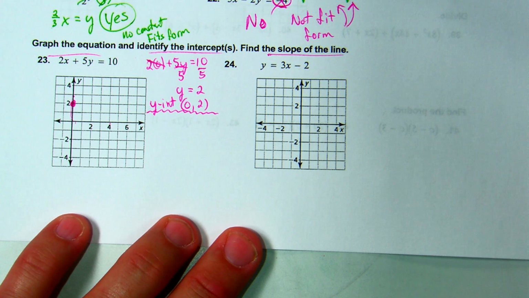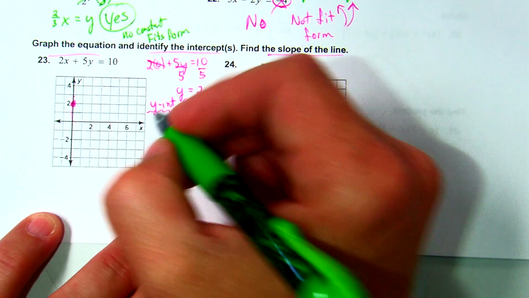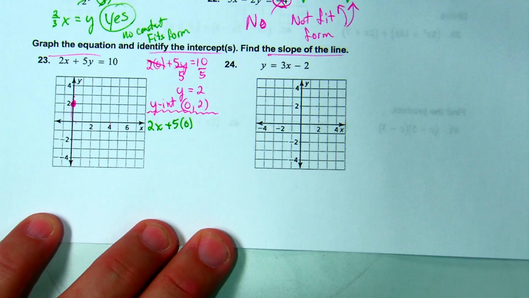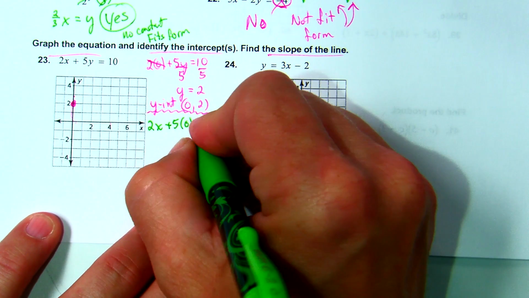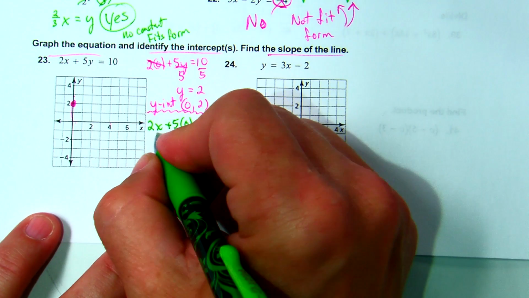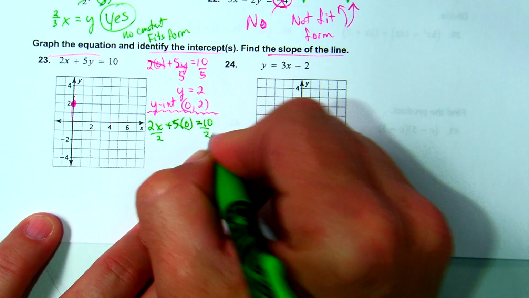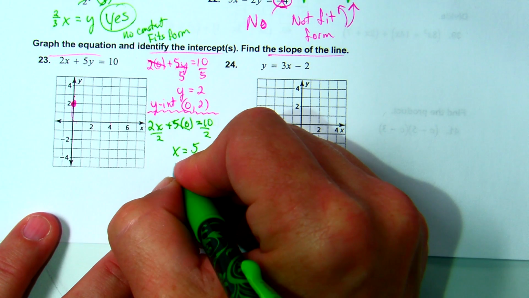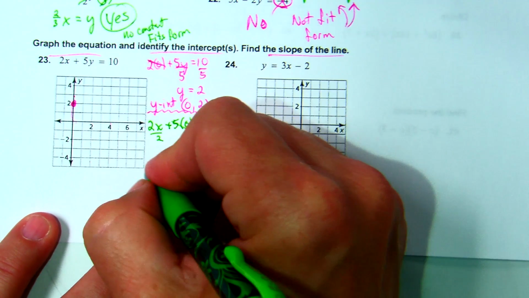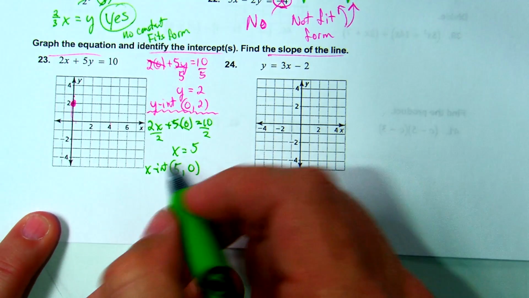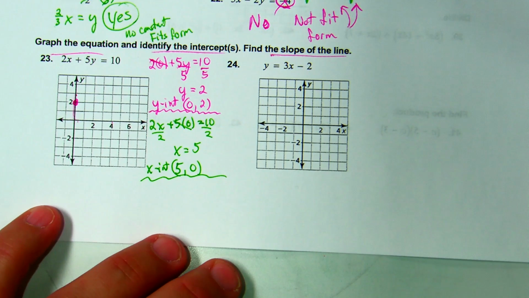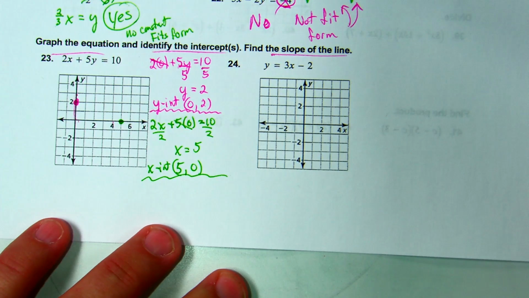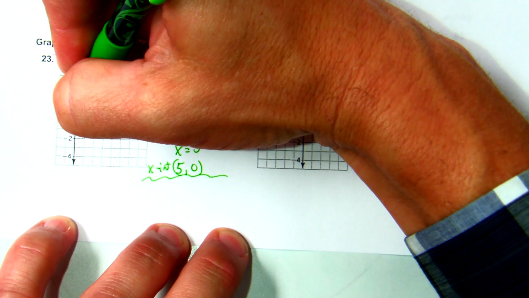Now, what about the x-intercept? Well, the x-intercept happens when y is 0, okay? So I put a 0 in for y. And now, when y is 0, what's x going to equal? Well, that goes away. We just divide this by 2 and that by 2, and x equals 5. So now, when x is 5, y is 0, that's my x-intercept. Can I plot that point? Absolutely. 5 and 0. And so now I can put my line going across here.